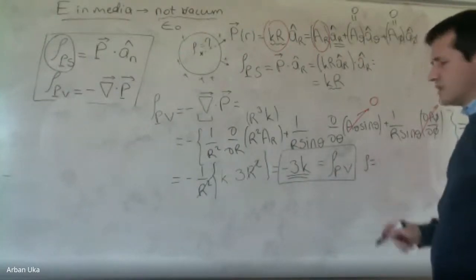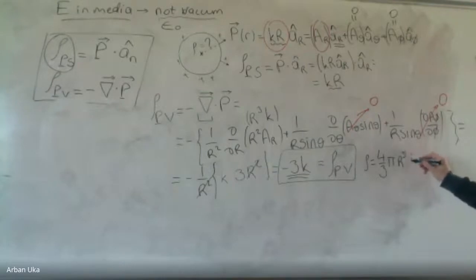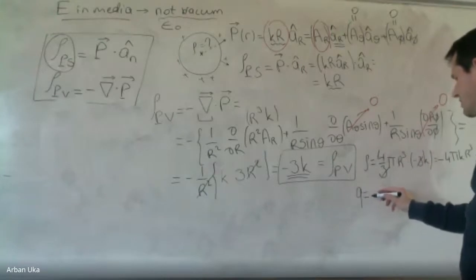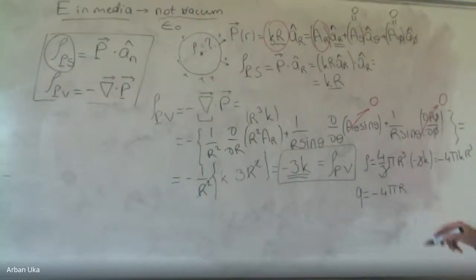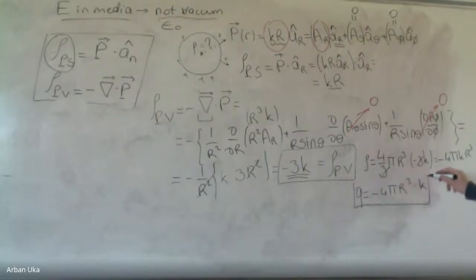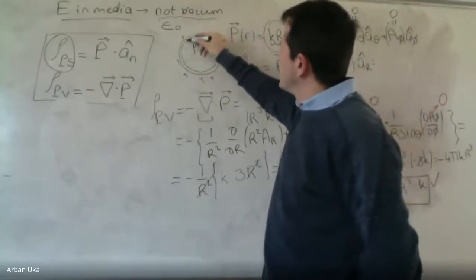So we can say Q is equal to this times the volume of the sphere, which is 4/3 pi r cubed. So we multiply these and we get minus 4 pi k r cubed. So it looks like the total charge inside the volume is minus 4 pi r cubed times k, okay? Yes. Now, this is up to the surface area. And it looks like it's a negative charge.